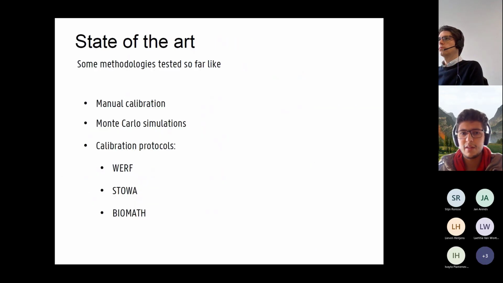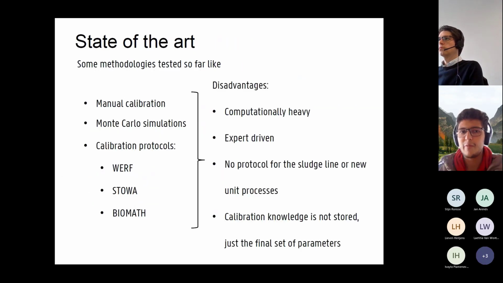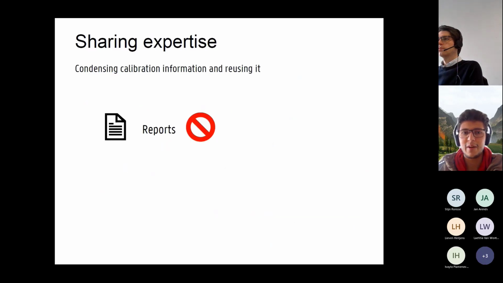So here you can see the disadvantage of performing the calibration process by all these different methodologies, manual, Monte Carlo, or following a protocol: it's computationally heavy. You need to run your model several times without any clear guidance on how to improve. And also you will at the end just have the final calibration parameters, but when you would like to recalibrate in the future, it will not be possible, because you need to start over again without any guidance, and you will again just be recalibrating.